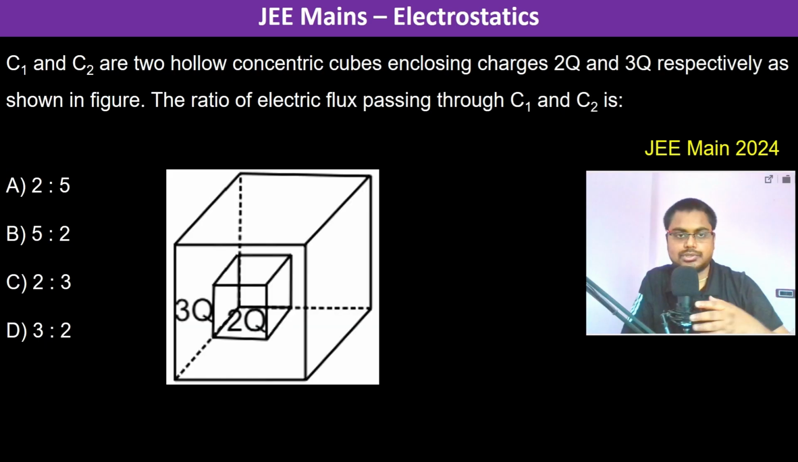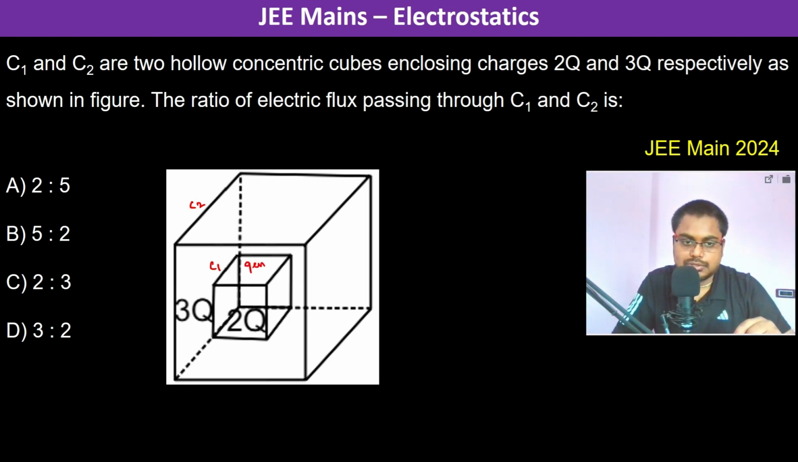Thank you. So the two hollow concentric cubes enclosing charges 2q and 3q respectively as shown in the figure. The ratio of electric flux passing through C1 and C2 is. So this is C1 and this is C2. Now we have to find the electric flux which is passing through each. That electric flux is going to be Q enclosed divided by epsilon naught. So what is the charge which is enclosed inside C1? It's 2Q. So therefore it's going to be 2Q divided by epsilon naught.